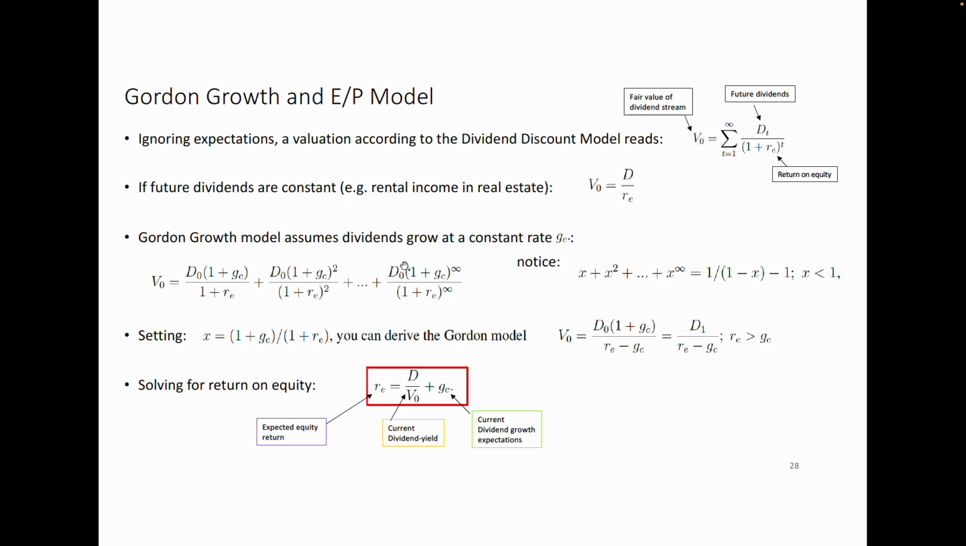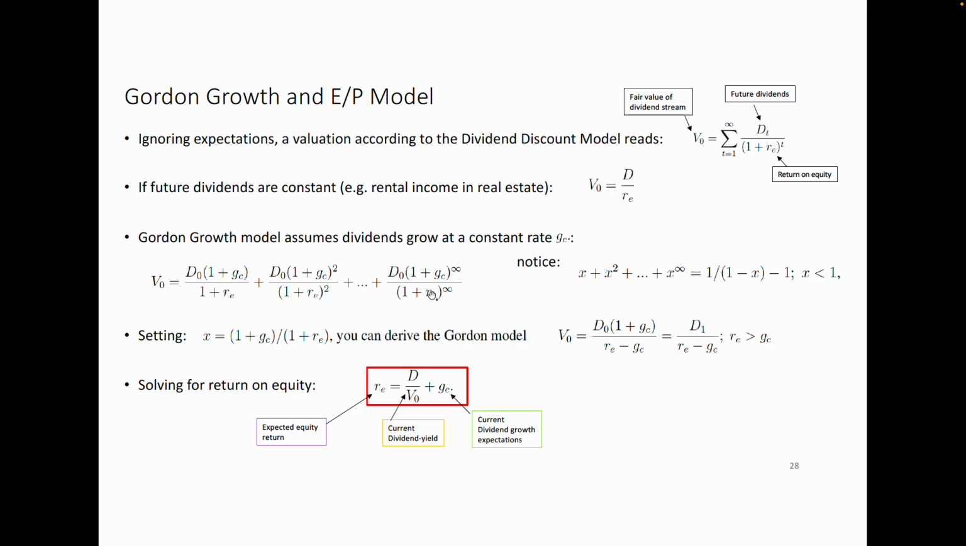So you see you have here the expected growth rate divided by 1 plus the return you expect, define that to be x. So now you simply have an infinite sum on x, and the solution of the infinite sum is 1 divided by 1 minus x, minus 1, if x is smaller than 1.